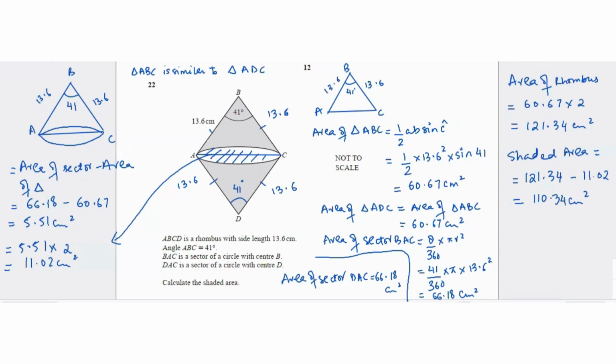So to summarize it, first we split the rhombus into two equal triangles. We found the area of the triangle using the formula 1/2 AB sine C. Then we realized that the area of the other triangle would also be the same, so it's going to be 60.67. So when we add up these two areas, we get the area of the rhombus.